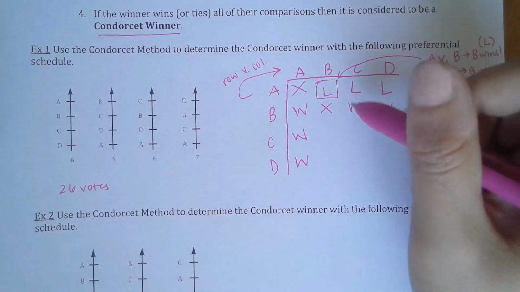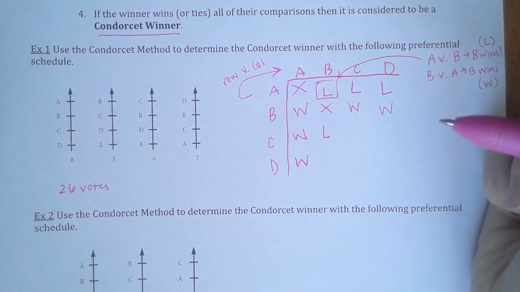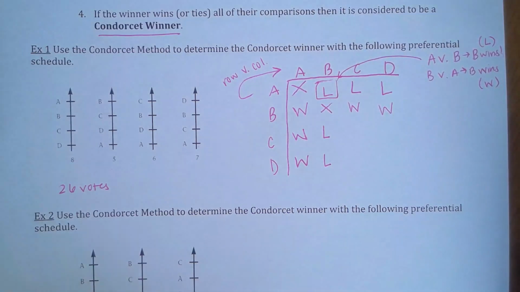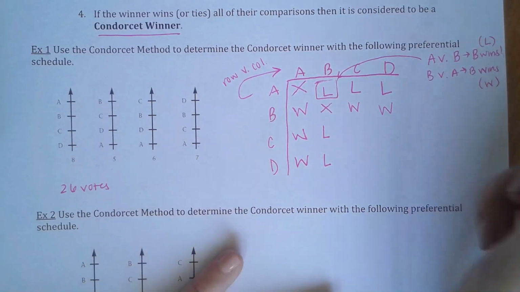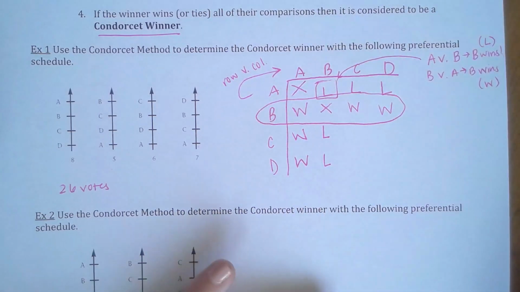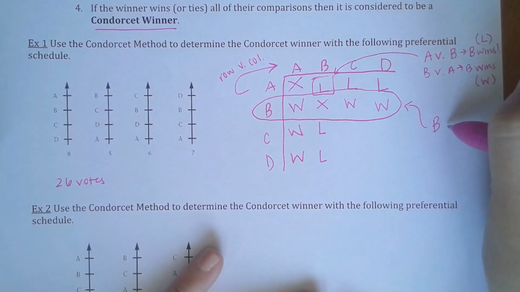So if we go down the side, C versus B would lose because B won against C, and likewise D versus B would be a loss since B won against that. So we can actually see right now that B wins all of their head-to-head comparisons, which means that B is a Condorcet winner.